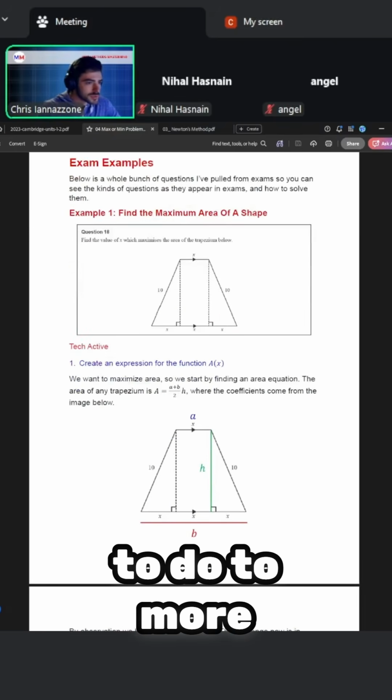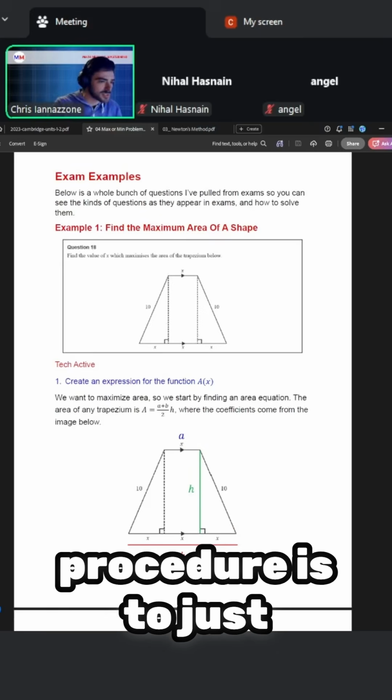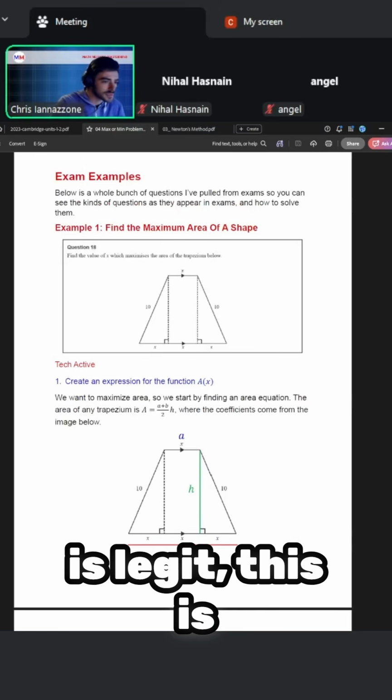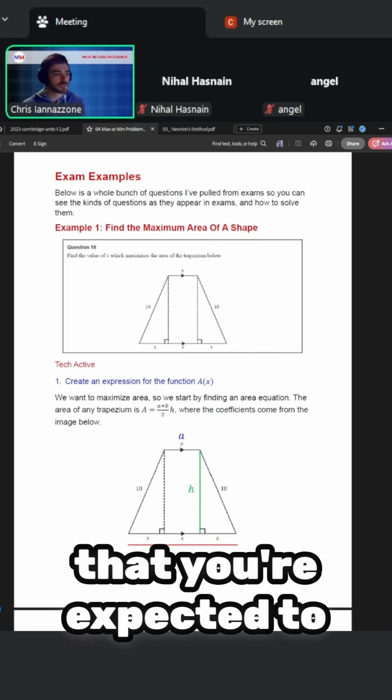So what we're going to do to more or less practice this procedure is to just have a look at a few key examples of which I have pulled from past exams, so you know this is legit. This is the kinds of questions that you're expected to be able to solve.